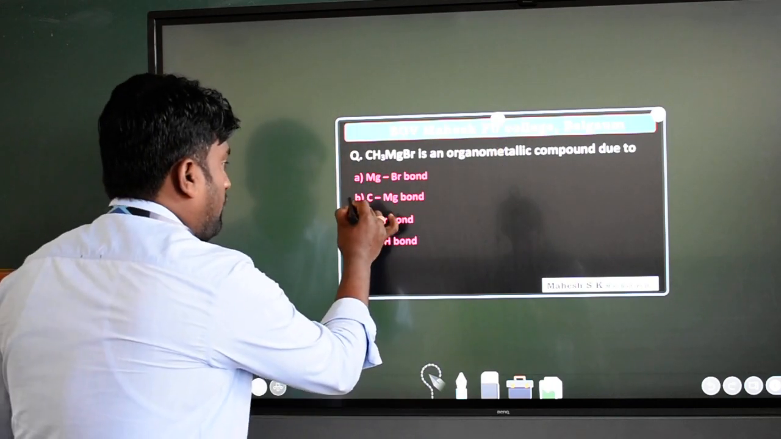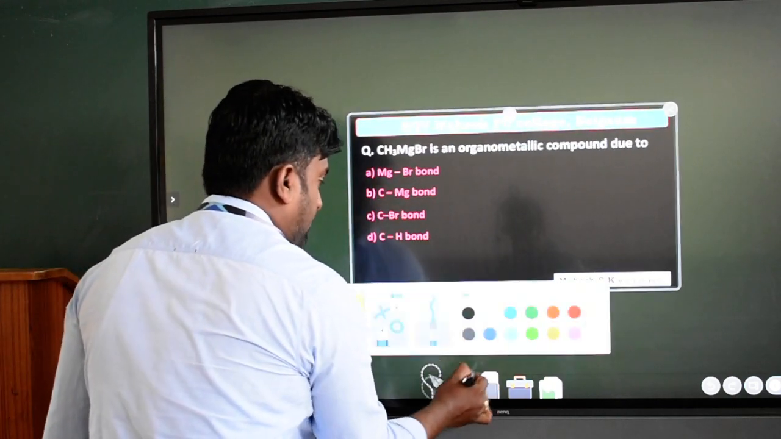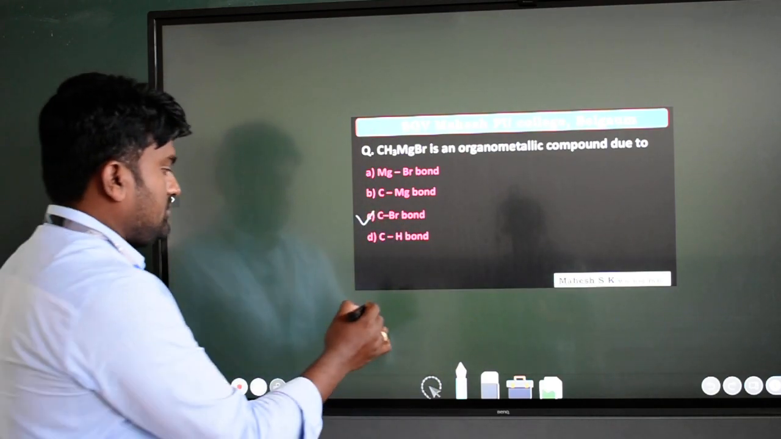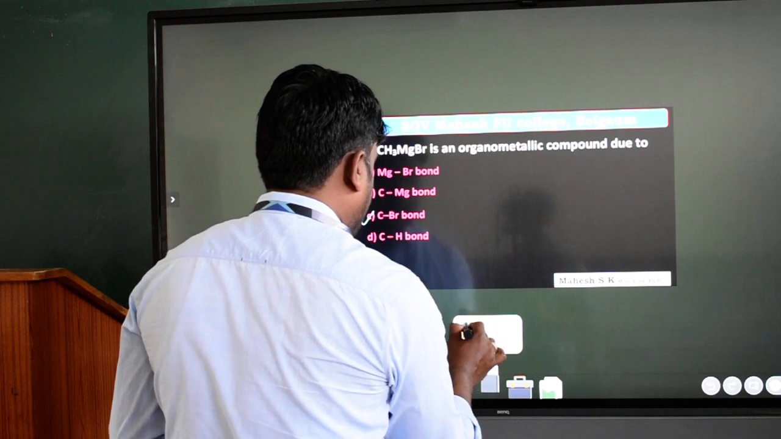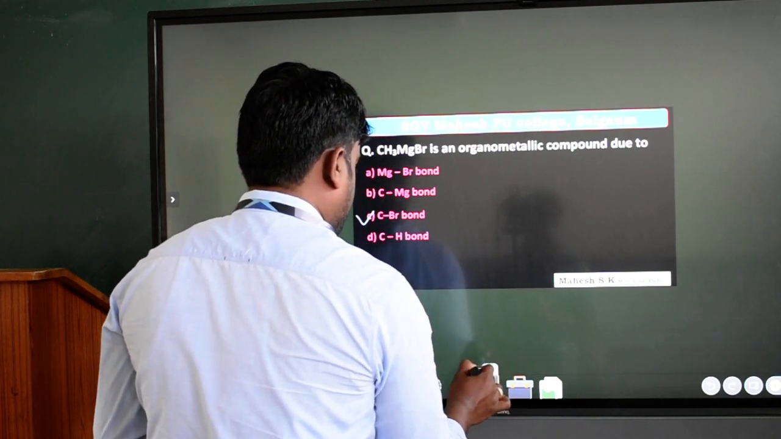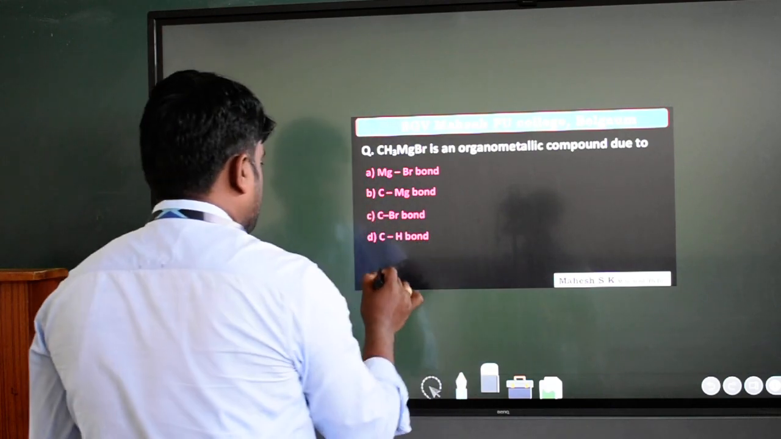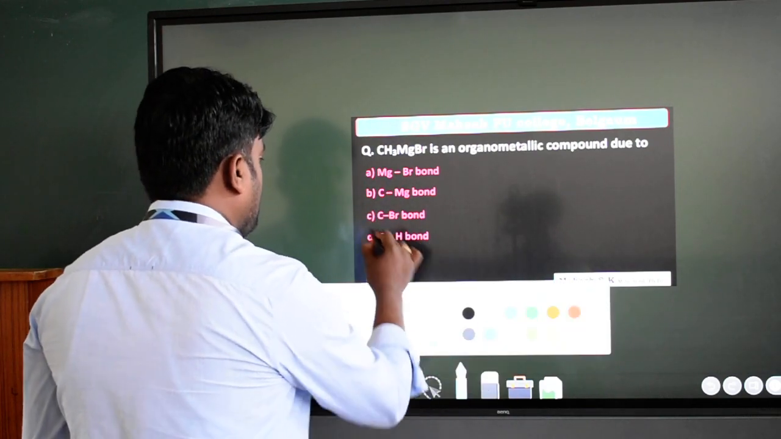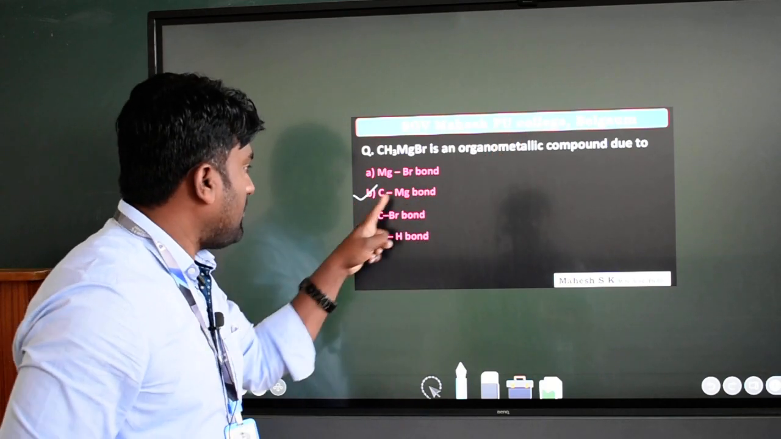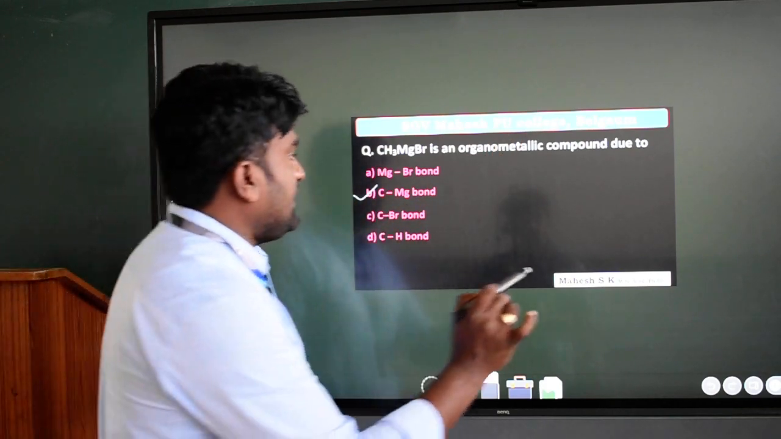So here we can go for option B. Sorry, here it is option B. Yes, option B is the correct one. Organometallic means carbon and metal. Then I will go with the next question.